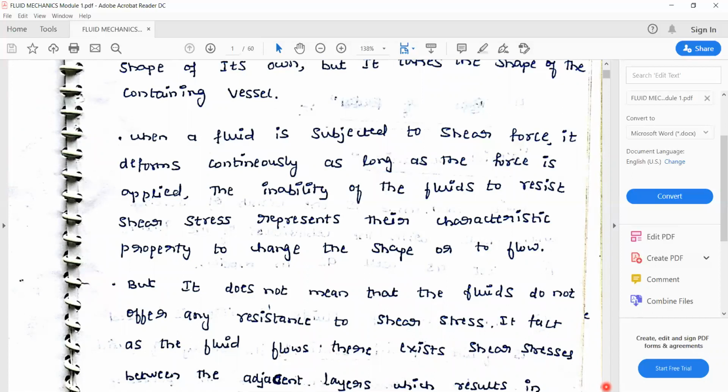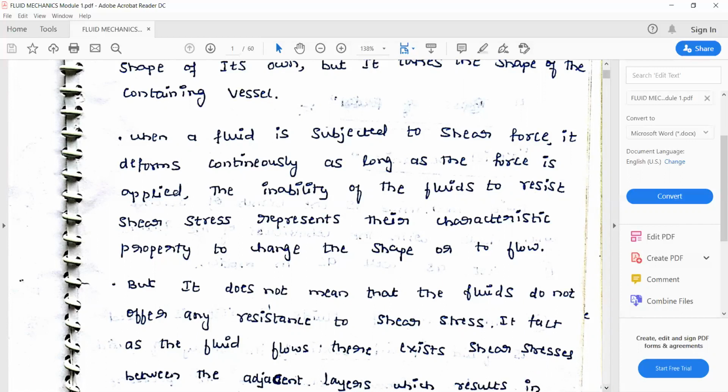Just now I told you fluid will not offer any resistance to applied shear force; it will occupy the shape of the container. But at the same time, whenever the fluid is flowing, it will flow layer by layer. For example, whenever the fluid is flowing through a pipe or through a channel, that fluid will flow layer by layer, which we can't see actually. Whenever it is flowing layer by layer, from one layer to another layer there is a shear stress.